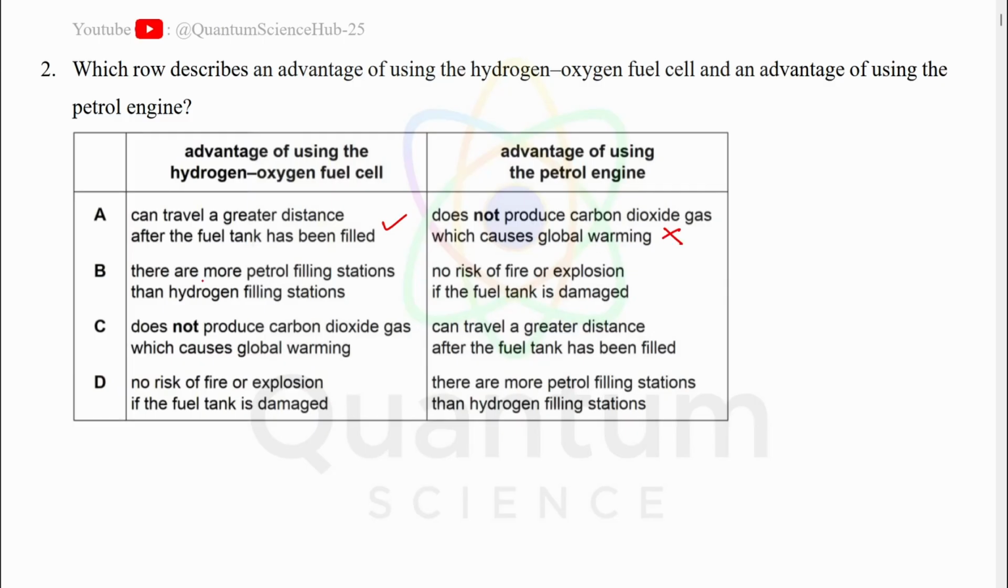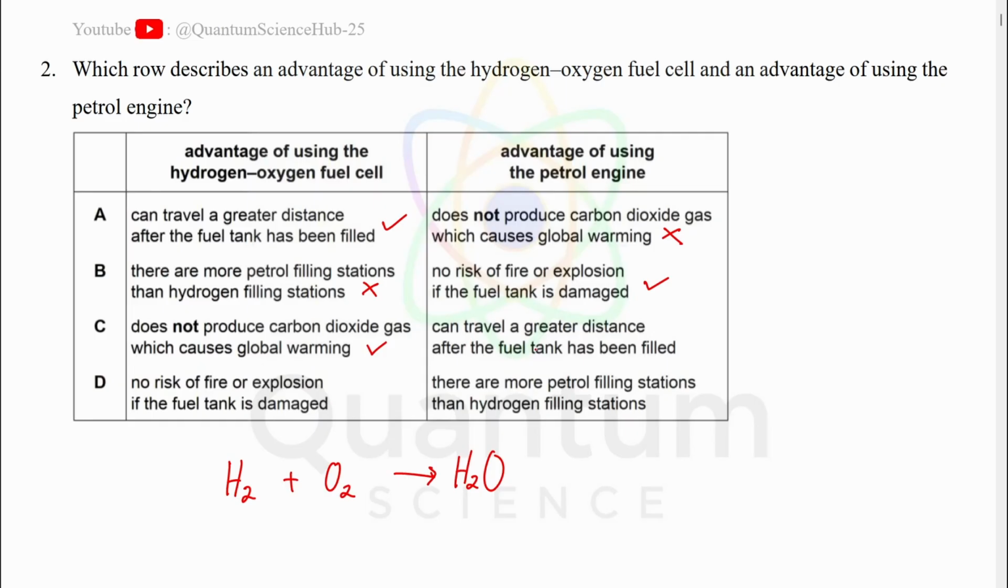So this statement is wrong. Next, there are more petrol filling stations than hydrogen filling stations. No, this is wrong. And no risk of fire or explosion if the fuel tank is damaged for petrol engine. Yes, that's correct. Next, does not produce carbon dioxide gas which causes global warming? Yes, that's correct, because the product is only water, right? Hydrogen-oxygen fuel cell. So the equation is H2 plus O2 produces H2O. So this is a very clean energy, so it will not produce carbon dioxide gas.